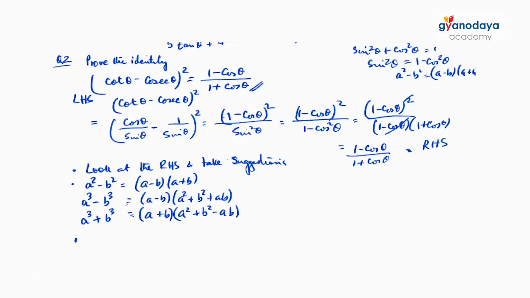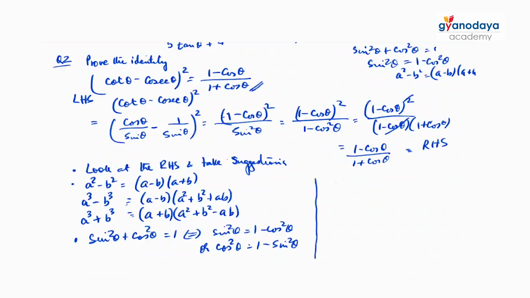And of course, I don't need to say that sine squared theta plus cos squared theta equals 1, which is the same thing as saying sine squared theta is equal to 1 minus cos squared theta, or cos squared theta is equal to 1 minus sine squared theta. These would be required.